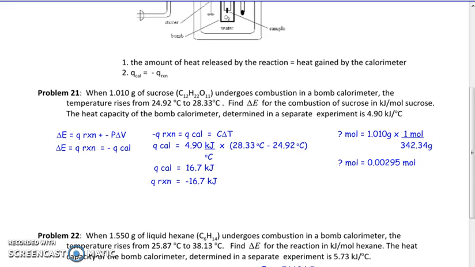Now I'm getting somewhere. So I want to know what the delta E of the reaction is in kilojoules per mole. It's negative 16.7 kilojoules divided by how many moles of sucrose I have. And voila, when I'm done, here's my answer. Pretty exothermic, isn't it? And again, if you wanted to, you can use your 4.18 and figure out how many calories you have and go from there. Okay, so that's how you do this kind of problem. Why don't you try number 22 on your own and then see how you do?